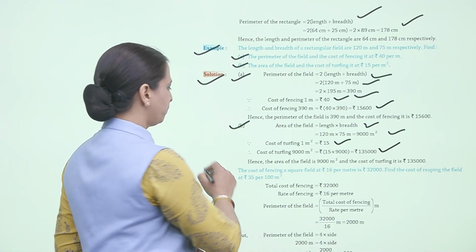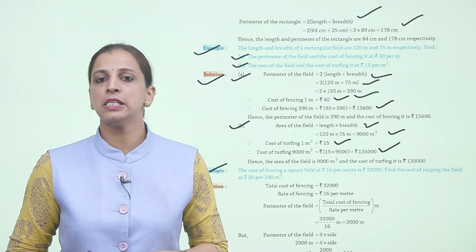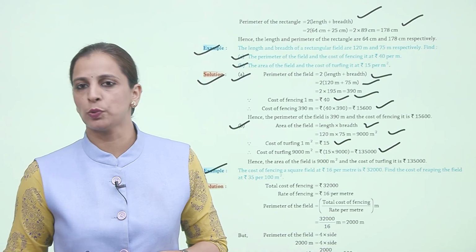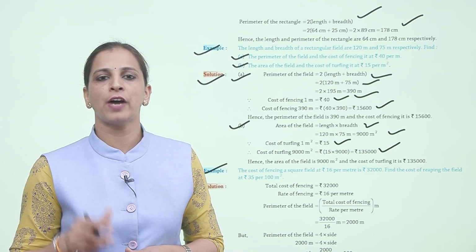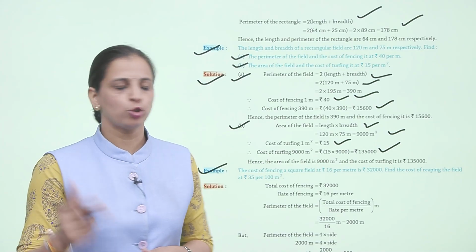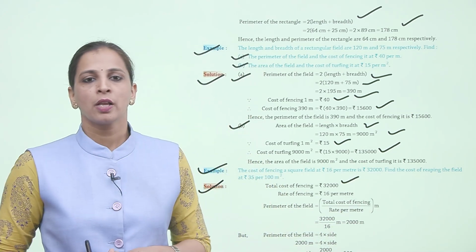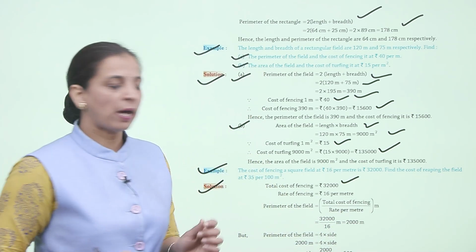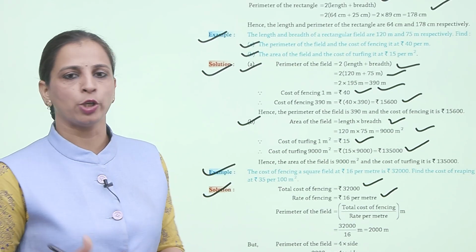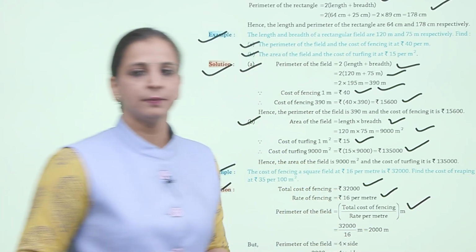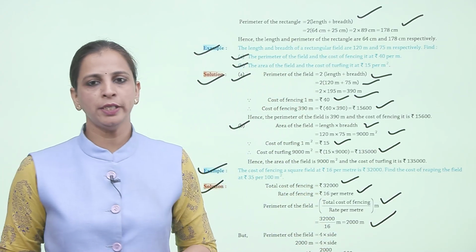Now next example. The cost of fencing a square field at rupees 16 per meter is rupees 32,000. Find the cost of reaping the field at the rate of rupees 35 per 100 meter square. Solution करते हैं इसका. Total cost of fencing is rupees 32,000. Rate of fencing per meter कितनी है? 16 rupees per meter. तो perimeter कितना होगा? Total cost divided by rate per meter. That is 32,000 divided by 16 is equals to 2,000 meter.